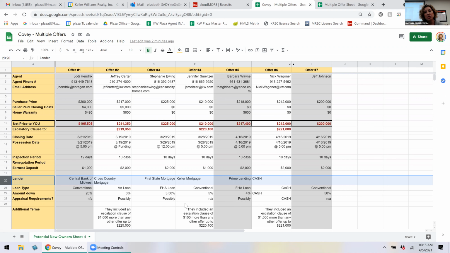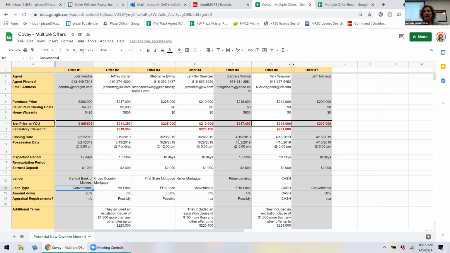If it was cash, as you can see here in column G, I would write cash so that it was very clear that this offer was a cash offer. The next thing that I would include was loan type. So I included the loan type as either conventional, FHA, VA, or again, cash. And the reason being is that with a VA or an FHA loan, there are sometimes requirements with those appraisals, and just to differentiate what those products look like.